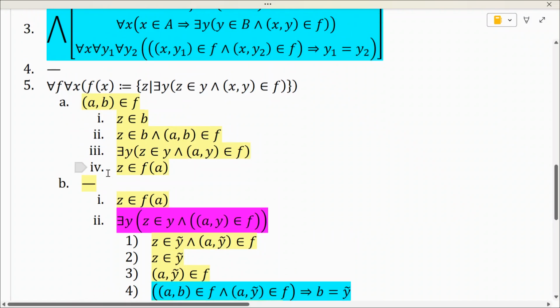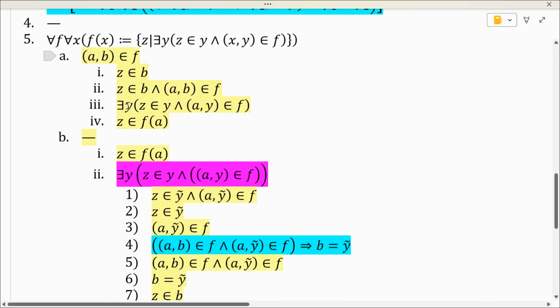All right, so we begin. First, we assume that a comma b is in F. That's all fine and dandy. Then furthermore, in a more nested assumption, we assume z is in B. This is some element z, it can be any element. And then we have this and statement here. And then we use existential introduction of the y as our quantifier over the b.